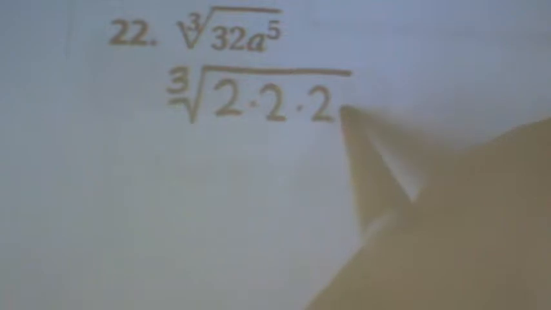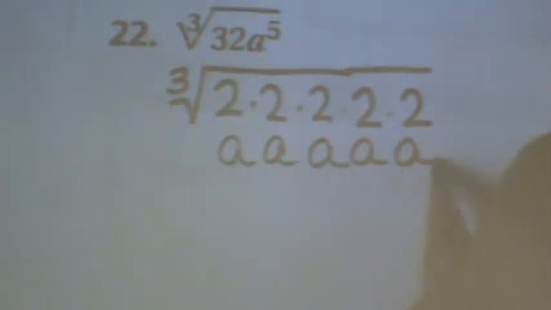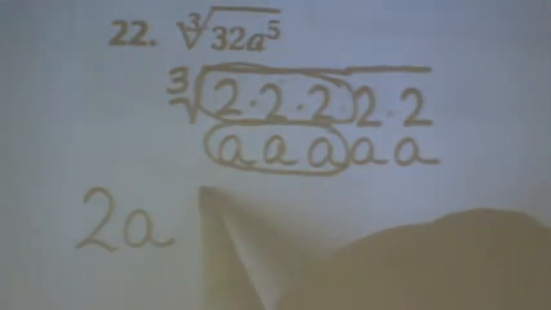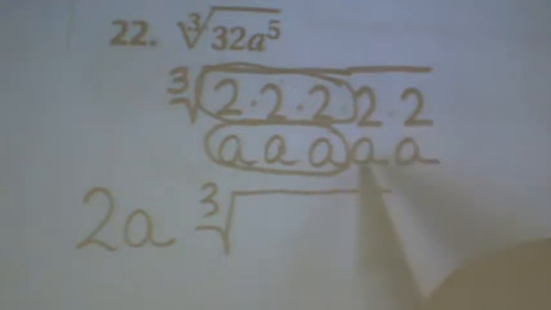Number 22, we're looking for cube root. Cube root, 32 is 2 times 2 is 4 times 2 is 8 times 2 is 16 times 2 is 32. And then we have 5 a's. 1, 2, 3, 4, 5. We're looking for 3 of a kind. There's 3, and there's 3. So you take the 2 and the a out, and what's left is the cube root of 4a squared.